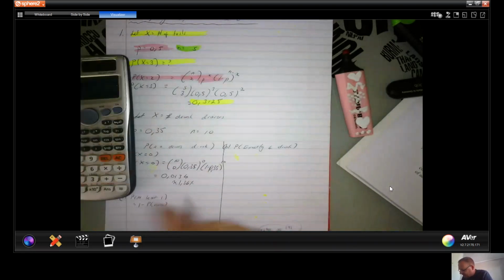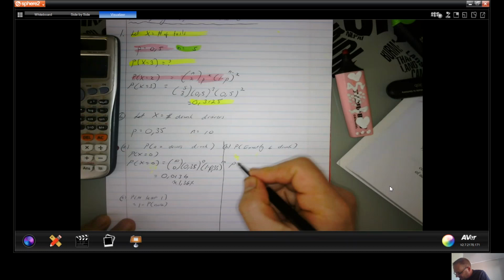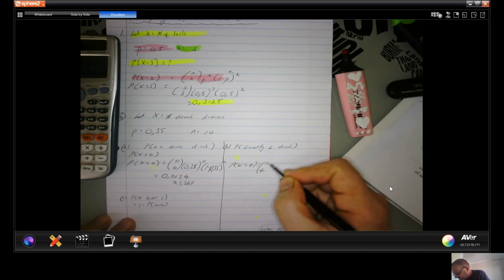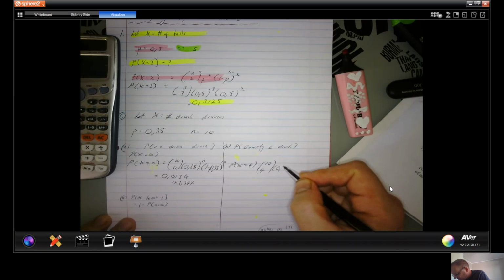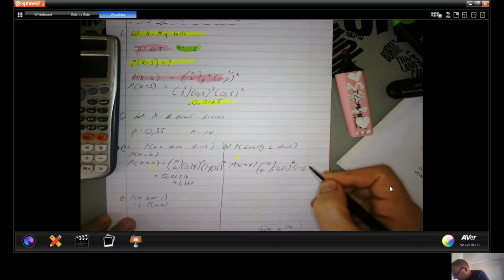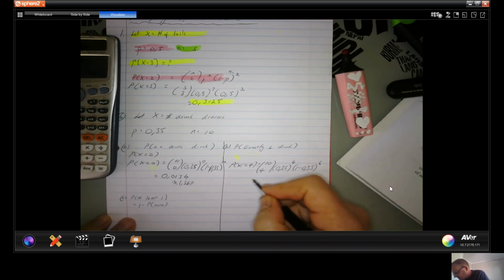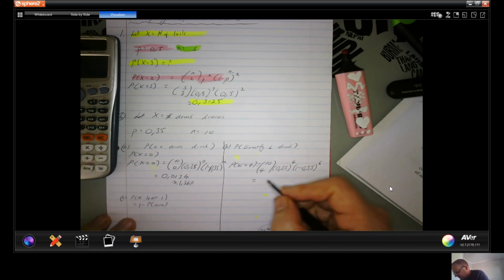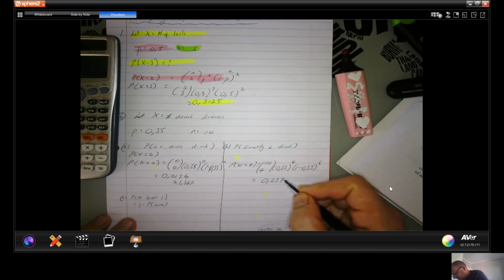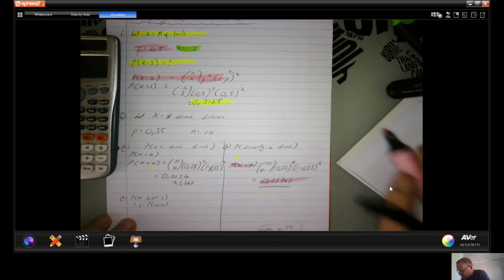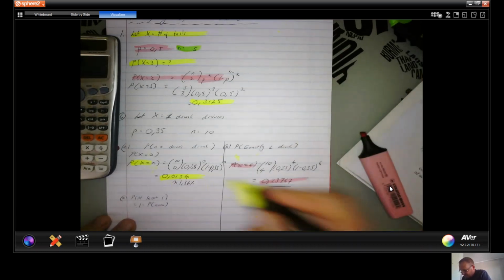The next one says probability that exactly 4 are drunk. So the probability that X is equal to 4 is equal to you choosing 4 from 10, 0.35 to the 4, 1 minus 0.35 to the 6. And if you chuck that into your calculator, I'm going to cheat a bit and have a look. You should get 0.23767. Right, so that's the probability of getting exactly 4 drunk drivers caught.